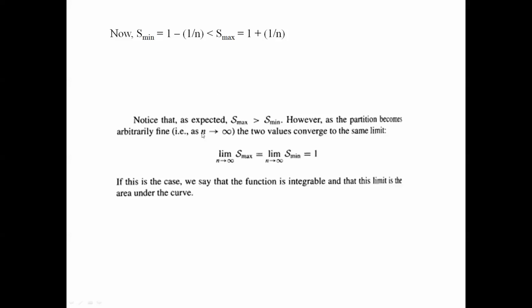But if we take the limiting case, n tends to infinity, so 1 by n will tend to 0. So in that case, we get S min is equal to 1 minus 0, S max is equal to 1 plus 0. So the result is, the limiting case is, sorry, S max equal to S min equal to 1. So if we can get this result, we say that the function is integrable and the limit is the area under the curve.